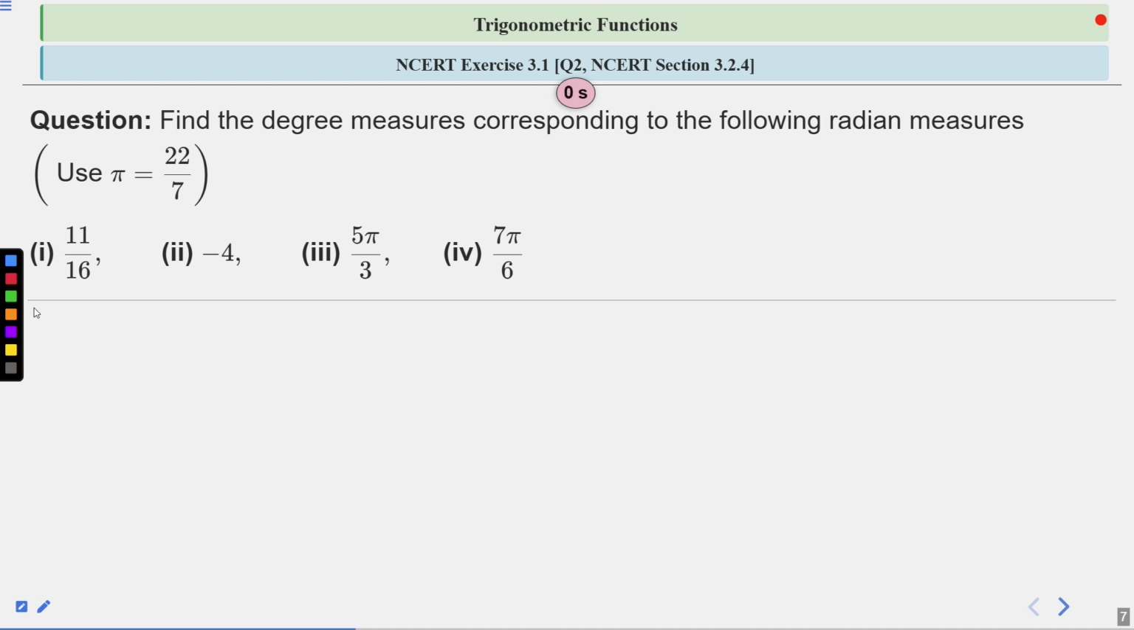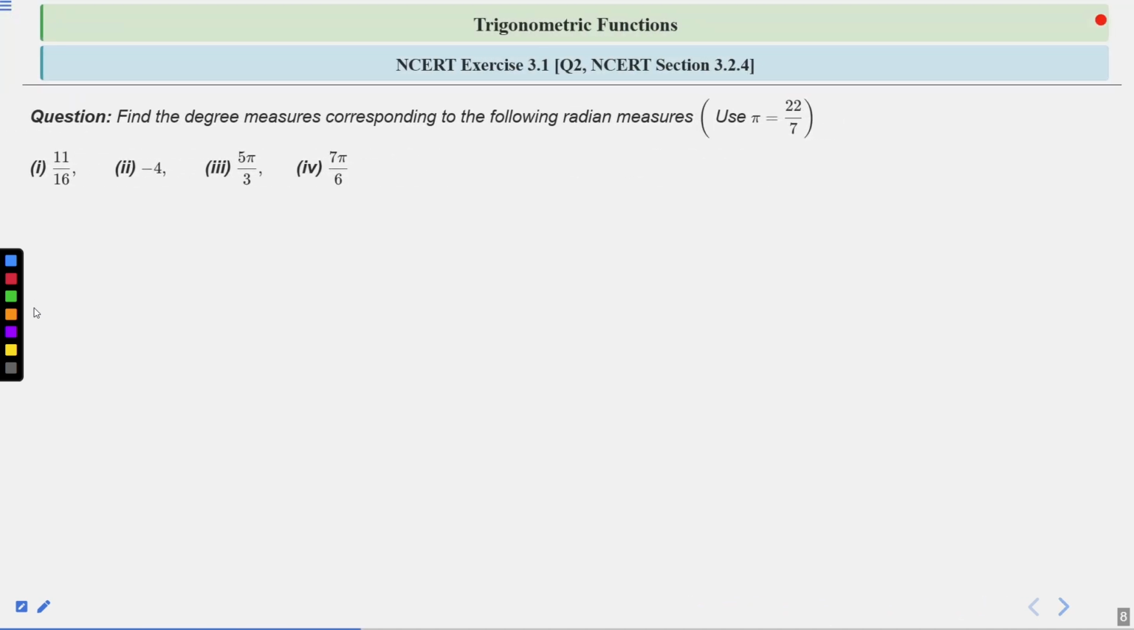Okay, so let's move to the solution part now. We have to find the degree measures corresponding to the following radian measures and use pi is equal to 22 by 7, right? First is 11 upon 6 radian. Second is minus 4 radian. Third is 5 pi upon 3 radian. And fourth is 7 pi by 6 radian, right?